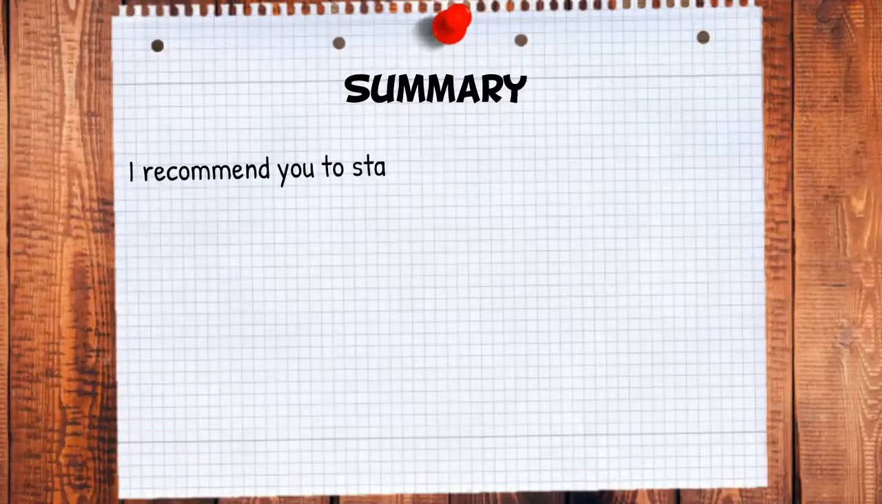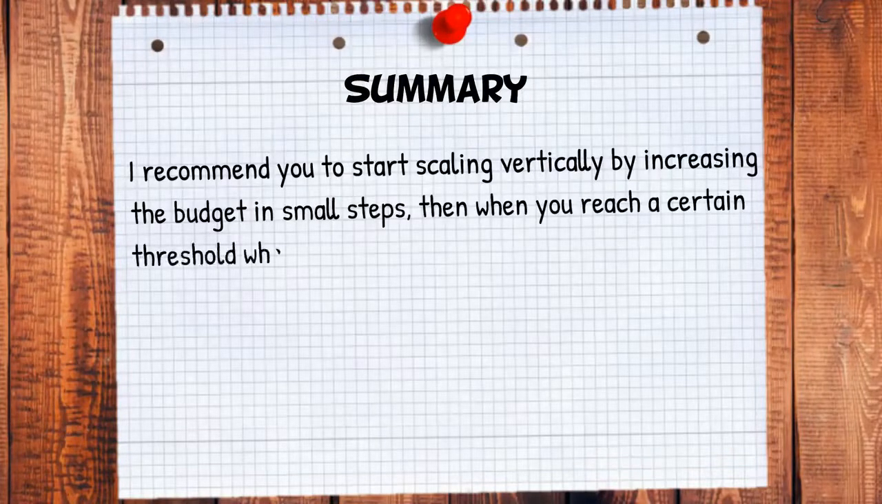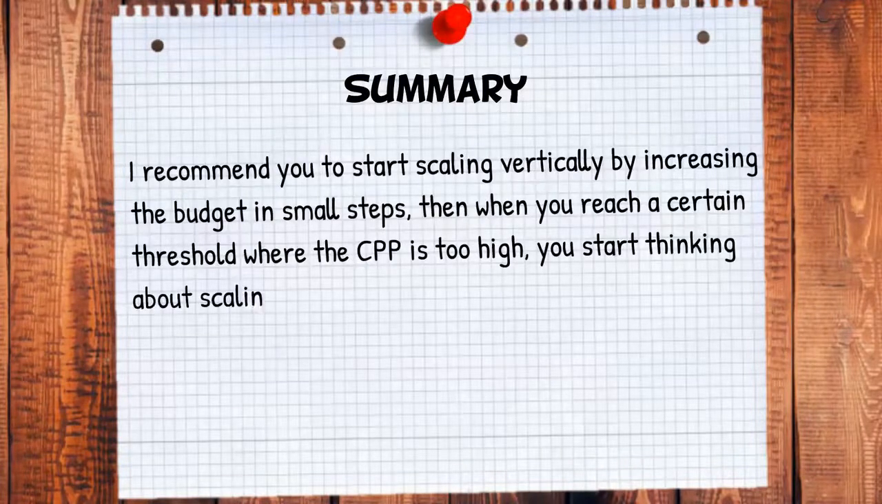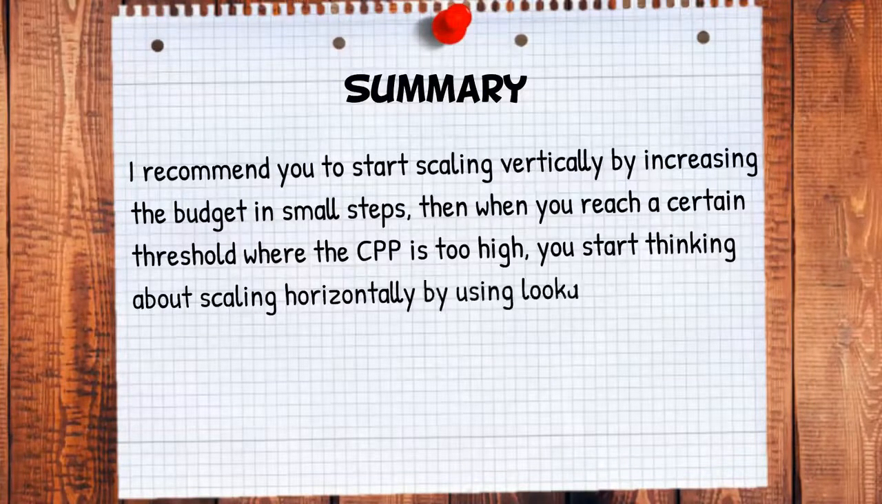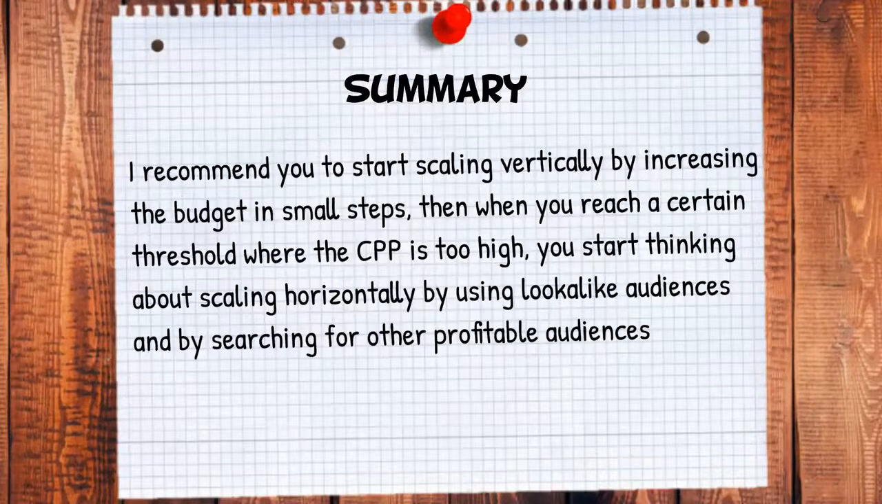So let's sum everything up. I recommend you to start scaling vertically by increasing the budget in small steps. Then, when you reach a certain threshold where the CPP is too high, you start thinking about scaling horizontally by using lookalike audiences and by searching for other profitable audiences.